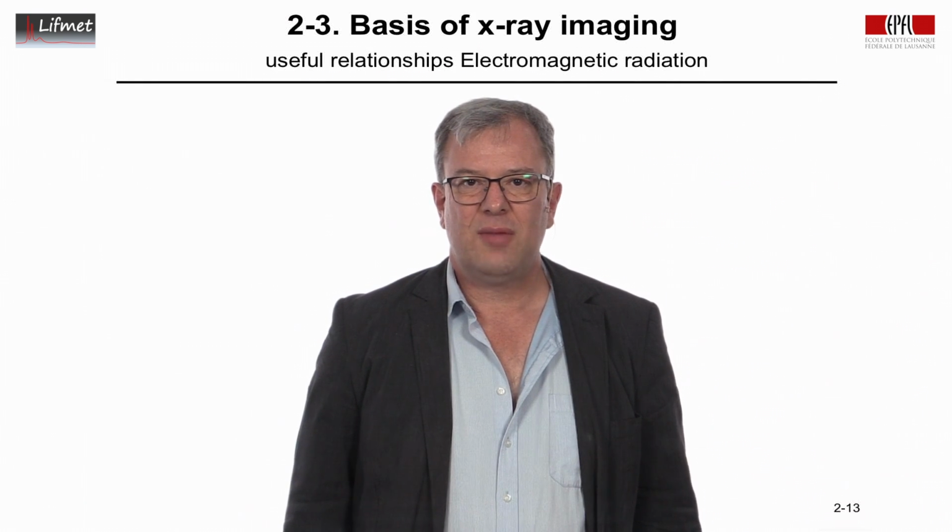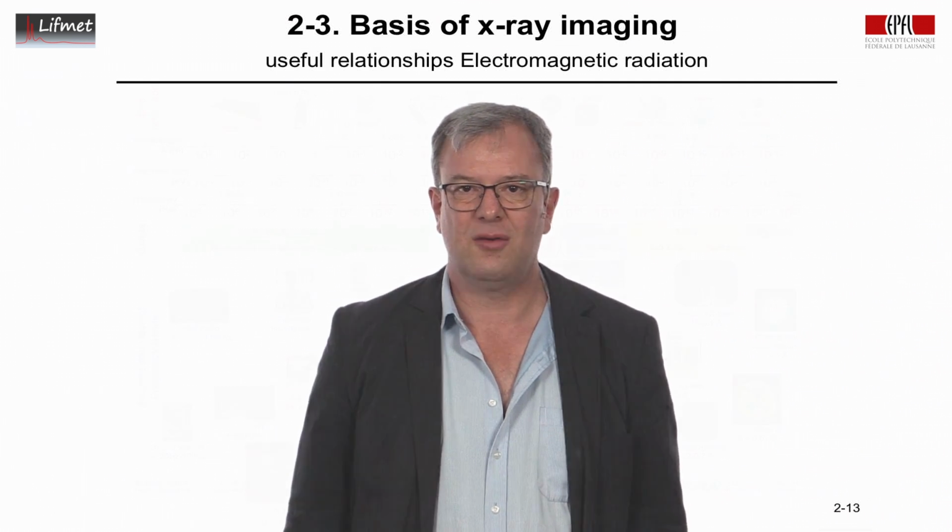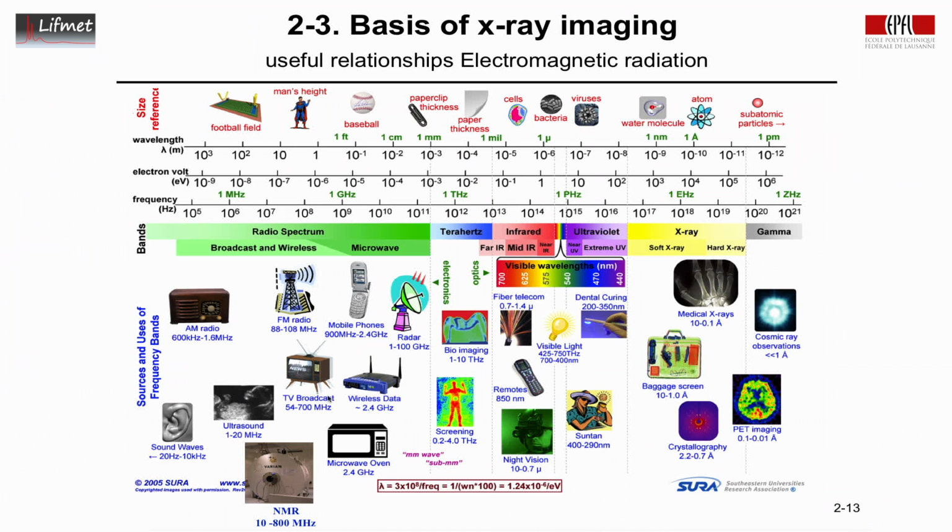Now we'll talk about the basis of X-ray imaging, and actually X-ray imaging is nothing but a part of the electromagnetic spectrum. Here is a display of the electromagnetic spectrum. We have wavelength, electron volts, a unit that is frequently used and that we will be using in the first part of the lecture, and the frequency. We have the representation of objects with the wavelength, the frequency, and the energy of the photons that are involved. On the low range, we have ultrasound imaging.